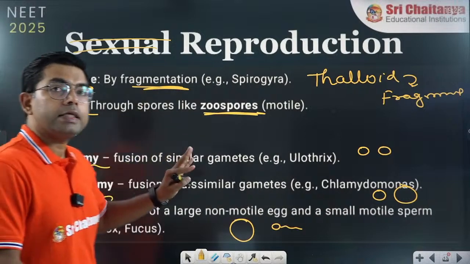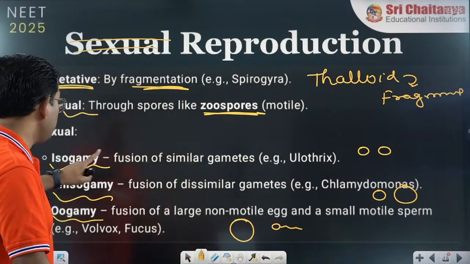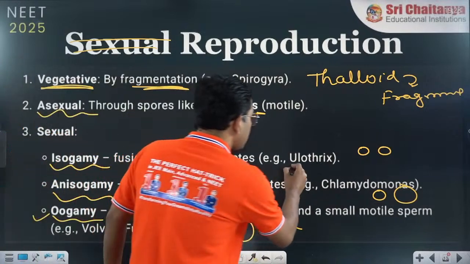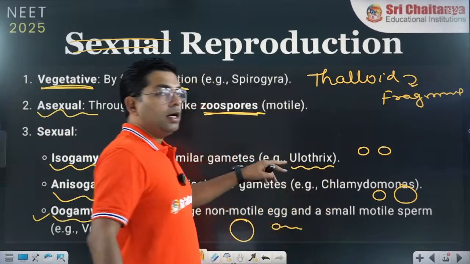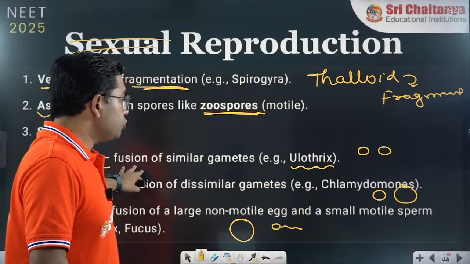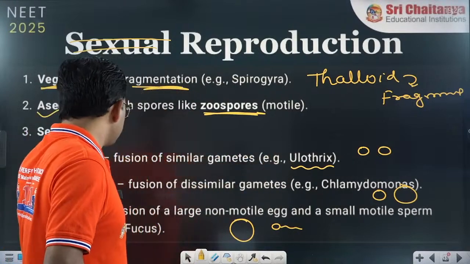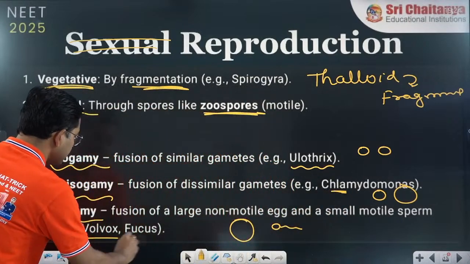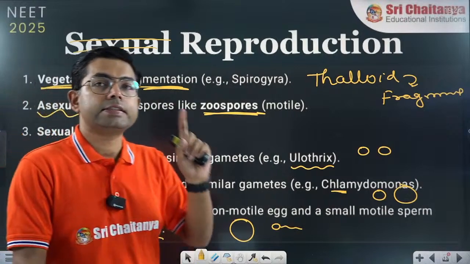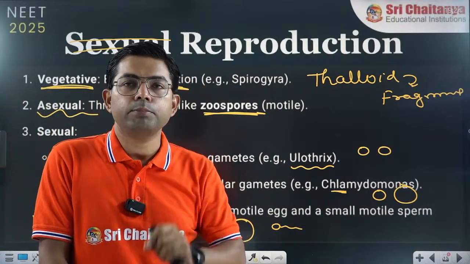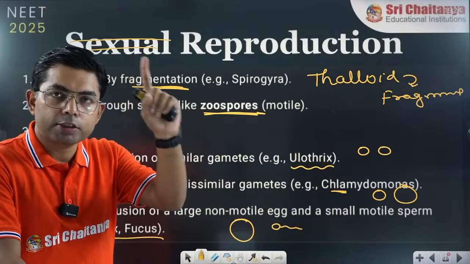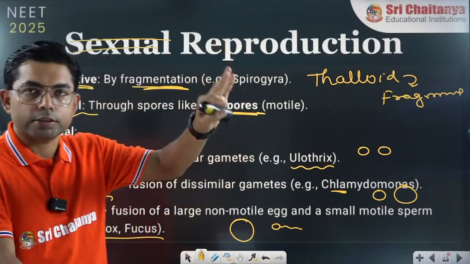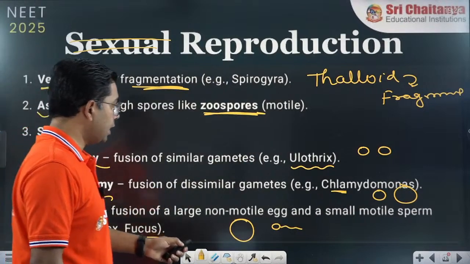Now examples are important here. A question is usually asked sometimes, tell me what is the algae which will perform isogamy? So Ulothrix, anisogamy, Chlamydomonas, and oogamy, Volvox and Fucus. These are also examples. We will see all these examples separately also. So Ulothrix, Volvox, Fucus, Chlamydomonas, all of these are examples.